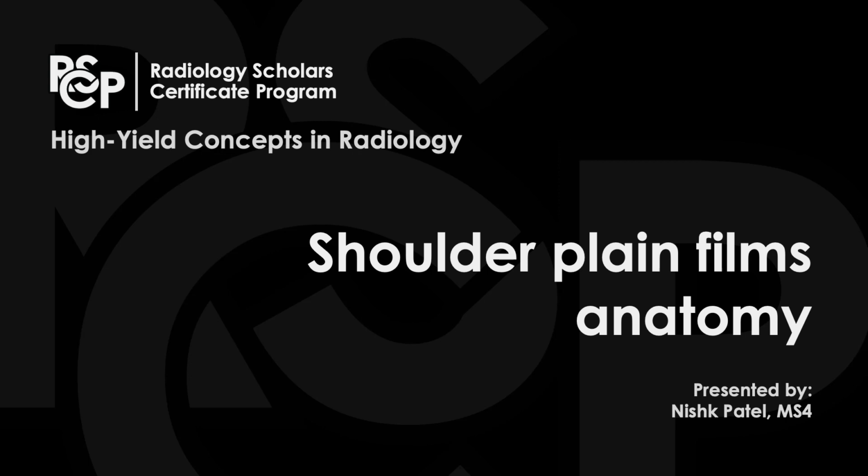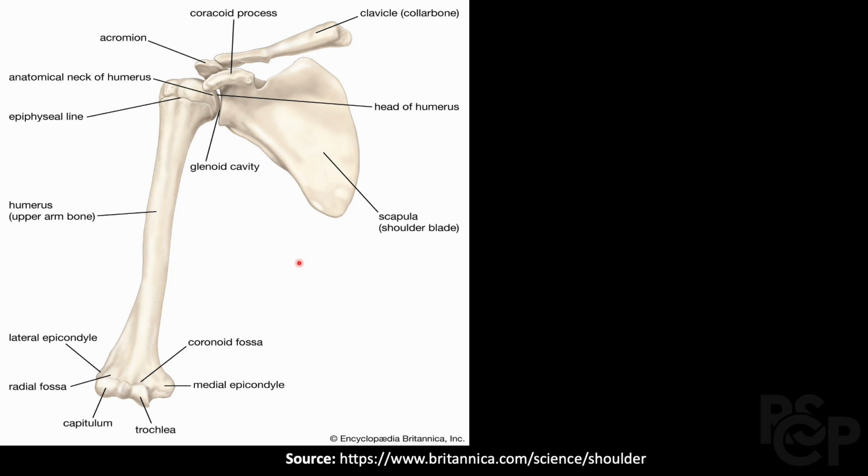In this video series we're going to go from talking about the shoulder anatomy to plain films to MRIs and cover all the basics of shoulder orientation, and then eventually get into the pathology. This is just a quick glance at the anatomy of the shoulder, and for the plain films we're mainly going to be focused on this area over here.